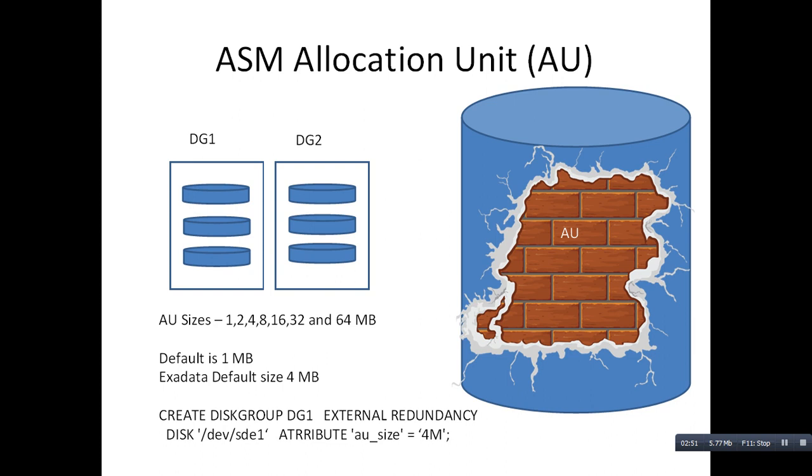We can have different AU sizes for different disk groups. For example, we can create a disk group DG1 with an AU size of 4 MB, and we can have another disk group called DG2 with an AU size of 16 MB. So based on our environment and the requirement, we can create disk groups of different AU sizes.